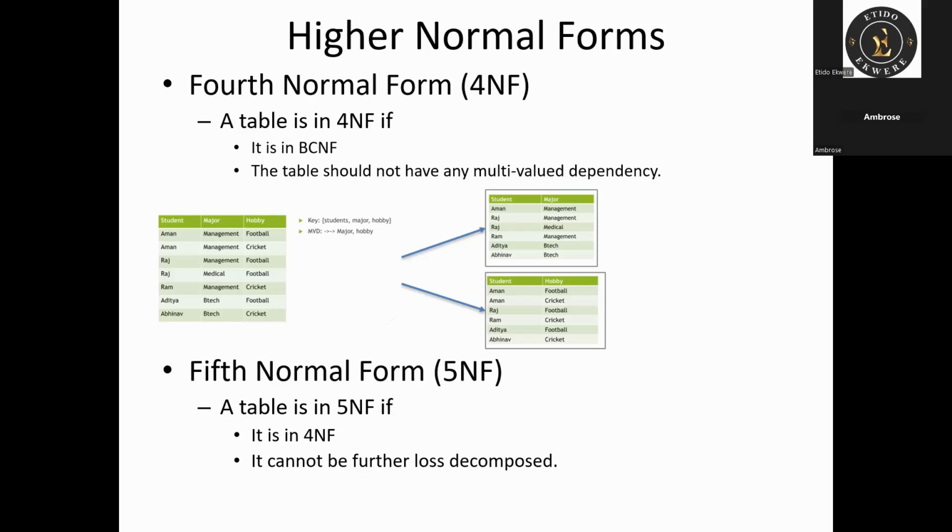In the same way, the fifth normal form is a higher normal form of normalization, where the requirement is that the table must be in the fourth normal form and it cannot be further losslessly decomposed, because as you decompose your tables, you begin to lose your data the way it is. So if we can no longer decompose those tables further, then we say it's in the fifth normal form.